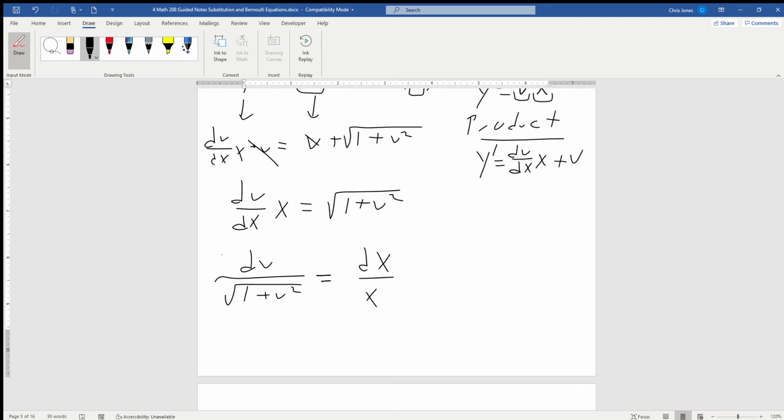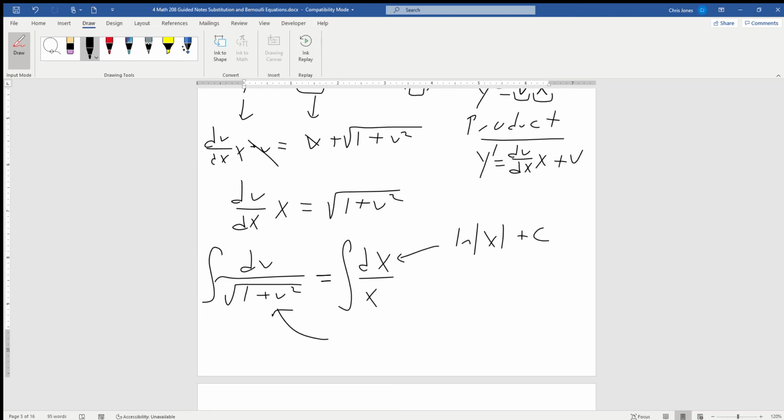And now we're going to integrate both sides. Now this one's easy. This is just ln of the absolute value of x, and we'll just leave it as absolute x, plus c. Unfortunately for this one, if that plus were a minus, then we could just say it's an arcsine. However, because it's a plus, and it's the radical of 1 plus v squared, this one we have to use a trig substitution on. There's no way around it.